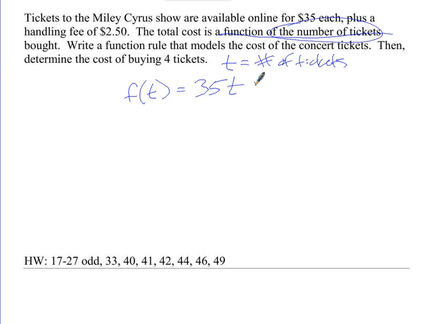So actually, what do we have here? Plus 2.5t. In other words, my function is, well, what is that? How much am I paying per ticket actually here? $37.50. There's your function.